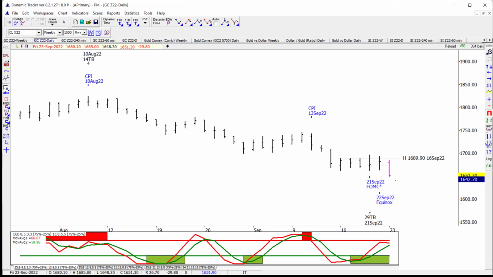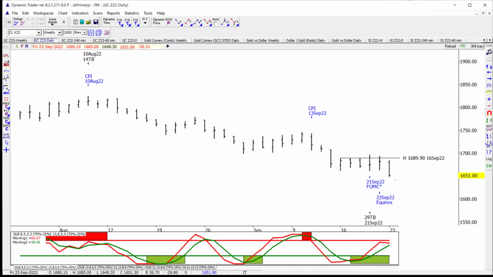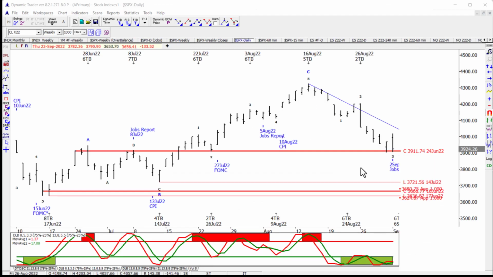So where are we at with gold? Well, number one, the longer-term position hasn't changed, in that gold is nearing an extreme position to complete a weekly low. So we want to see a reversal and a reversal confirmation before we actually enter the market. So now let's take a look at the S&P.